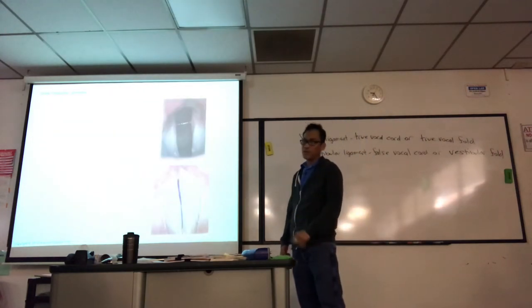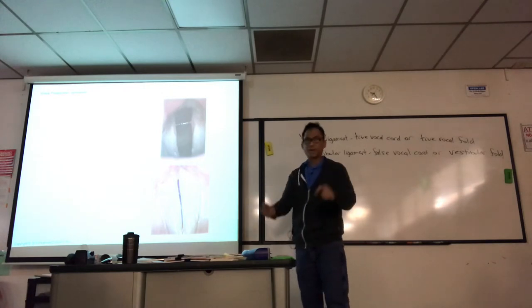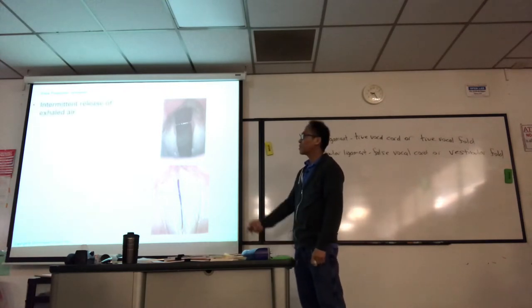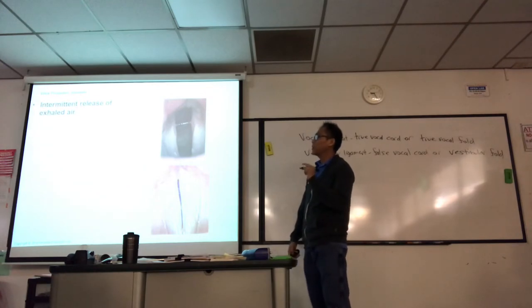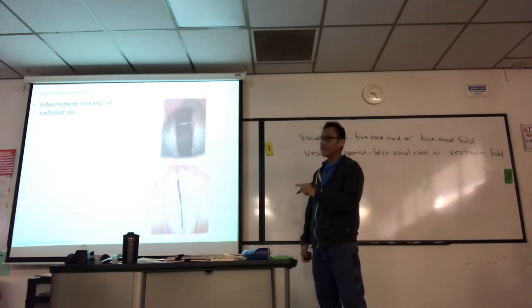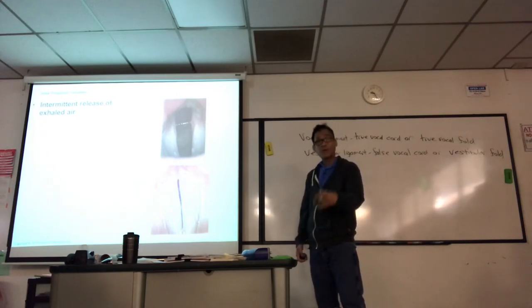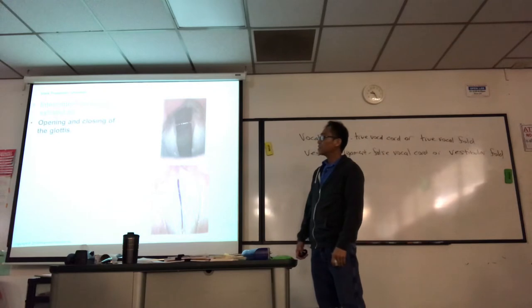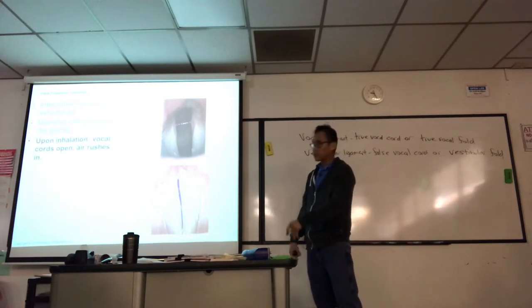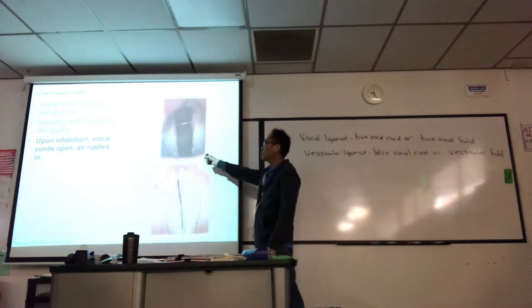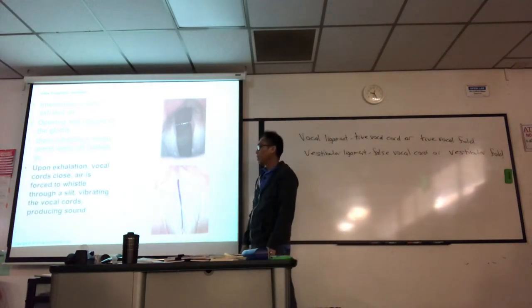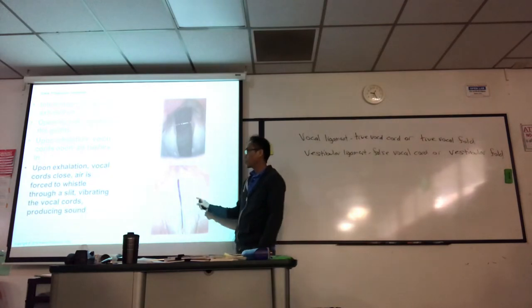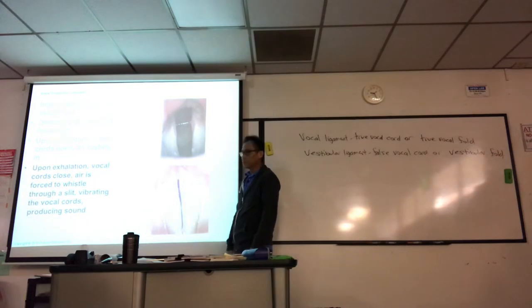Now, the function of the vocal cords is like the sound of my voice. It's talking. Voice production. A little bit on that. Voice production is the intermittent release of exhale there. I don't know if you've ever noticed that. You don't talk when you breathe in, right? You only talk when you breathe out. And it's the opening and closing of the glottis. So when the glottis is open, air rushes in. You're not talking then. Upon exhalation, the vocal cords close and air is forced to whistle through the slit. It vibrates the cords, and that's producing the sound. Okay?